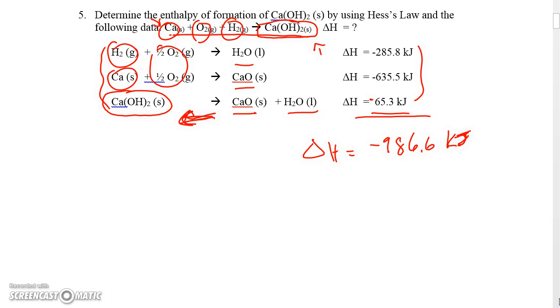You have to remember, if we flip the direction of our reaction, that just means we change the sign of our delta H. If we end up multiplying a reaction by 2 or dividing by 2, we would have to do the same thing to our corresponding delta H's. But in this problem, we did not have to do that. So that's how we do those.